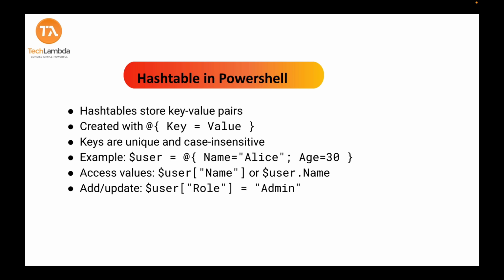Then you have hash tables in PowerShell. A hash table stores key value pairs, which is created with the @ symbol and curly braces. Keys are unique and case sensitive.